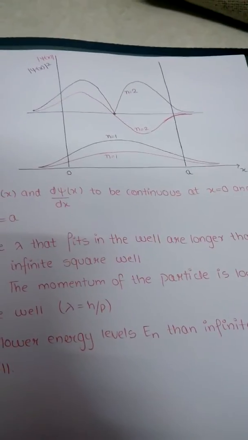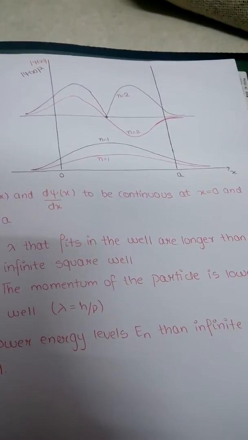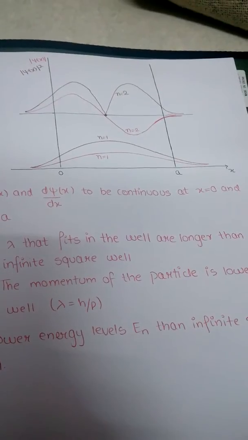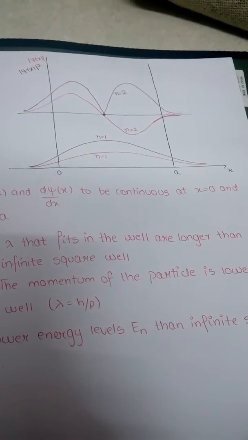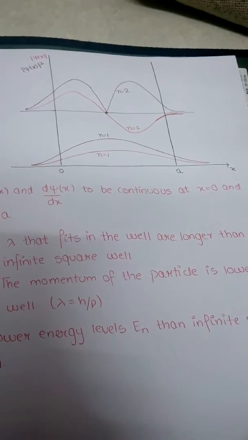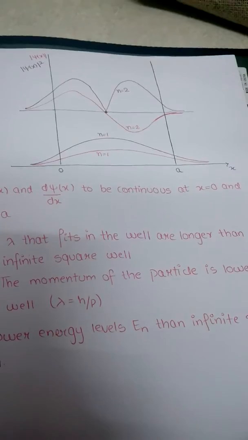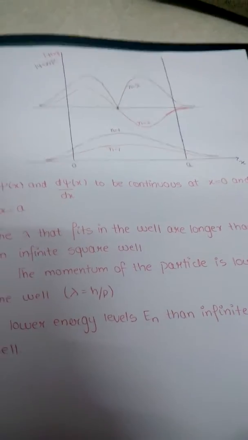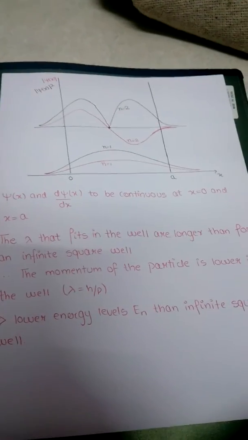The plot of the wave function psi of x in red with respect to x, and the probability density, mod psi of x squared, with respect to x is shown. It can be clearly seen that the wave function exists outside the potential well. That is because we have a finite probability of finding the particle outside the well.